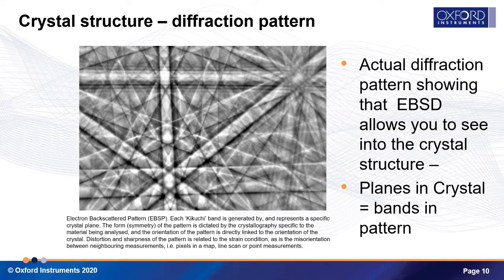So each of these bands in the pattern is called a Kikuchi band, after the Japanese researcher who first reported seeing these bands. And the symmetry of the crystal is reflected or given in the symmetry of the pattern, as is the orientation. So if you twist the crystal one way, the pattern will twist in the same direction. So if we can just find a way of detecting the bands and indexing the pattern, to use a phrase from X-ray diffraction, then we have a means of analyzing the sample.